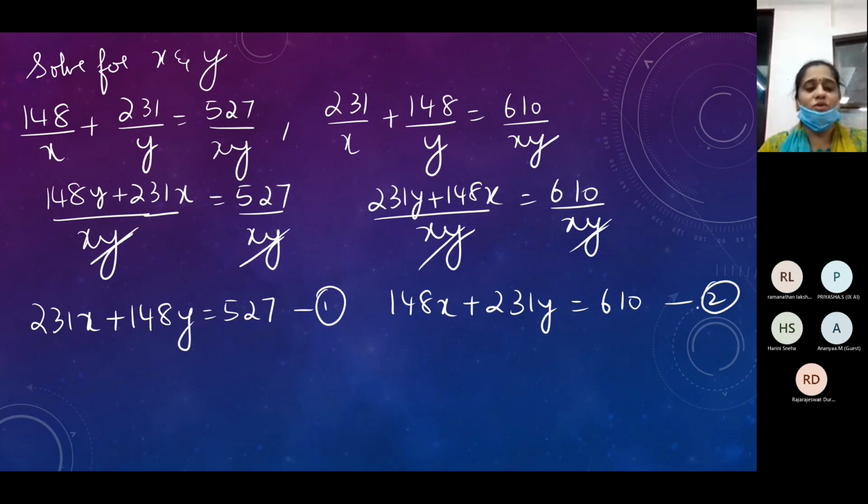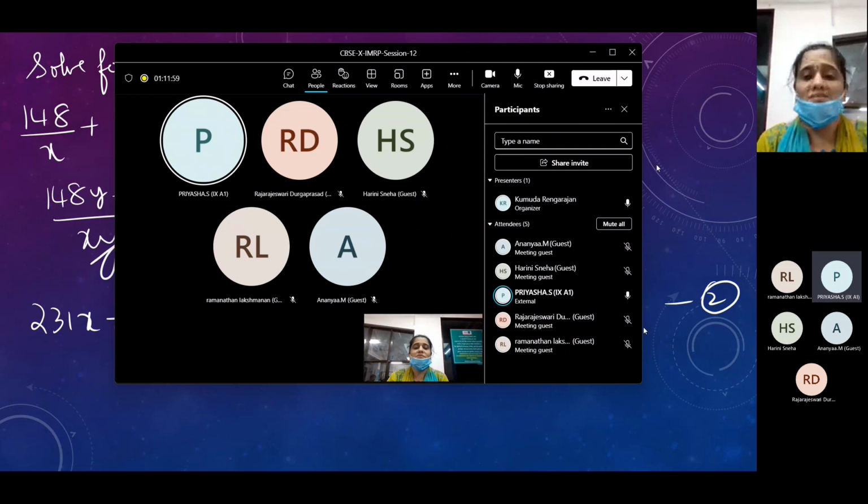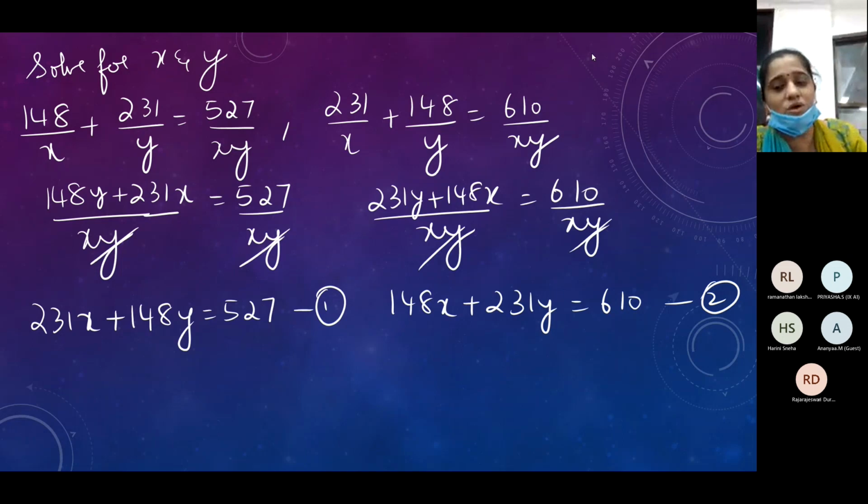Now, which method would you adopt to solve? Okay, Priyasha, how have you solved these two equations? Which method? First I added the two equations and I got one equation. And then second I subtracted both. And so I got the fourth equation. Very good. Yes, so we need to use a special method. You need to add the two equations, get a new equation 3, subtract the two equations, get a new equation 4, solve equations 3 and 4 to find the values of x and y.